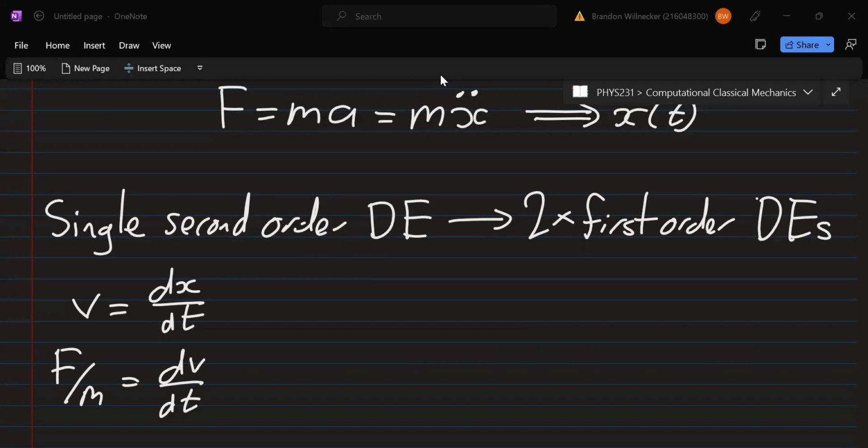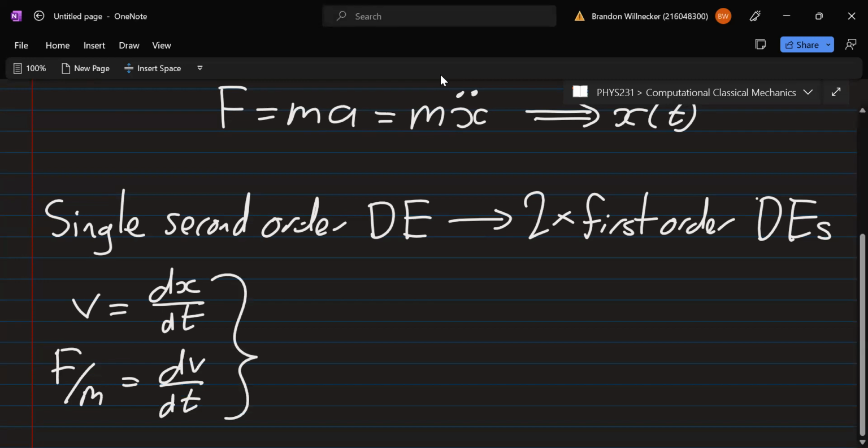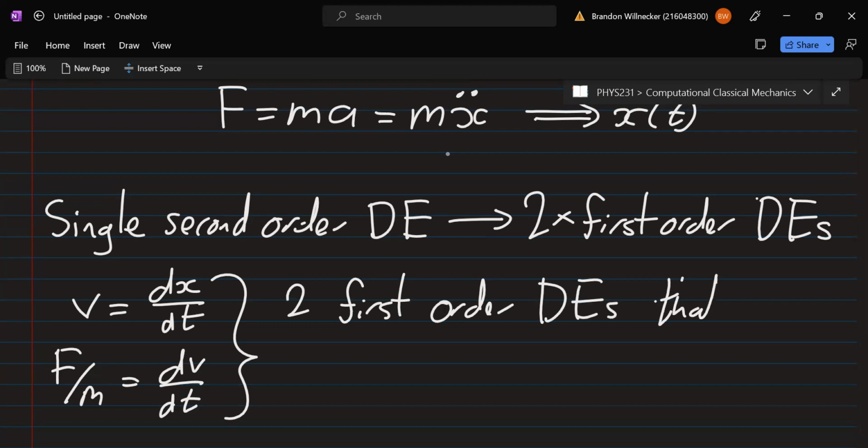And we see that they are coupled, because the first one and the second one have some variables in common. In particular, we've got this v in common, but also the f could depend on v, could depend on x, or it could depend on both. So these are two first order differential equations that are coupled. And by coupled, we just mean that they have some variables in common linking the two.